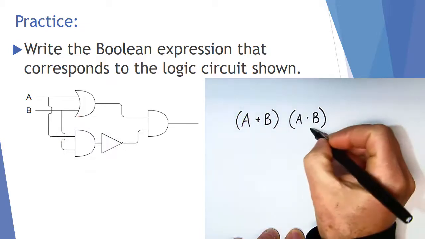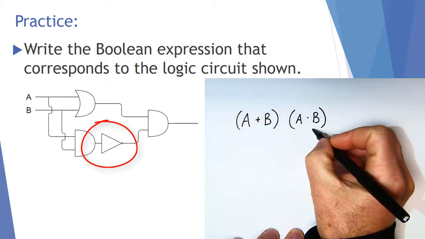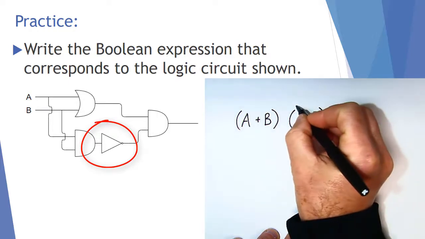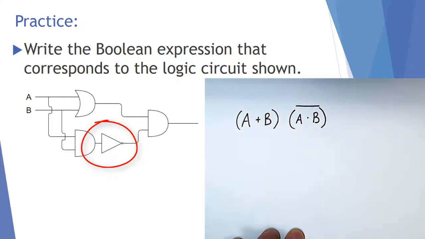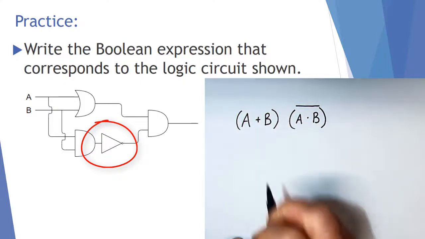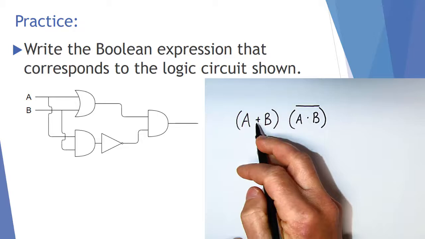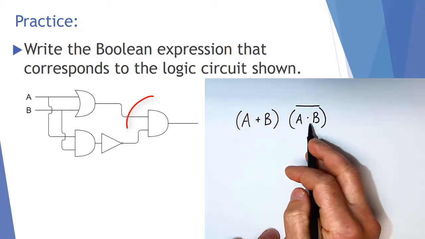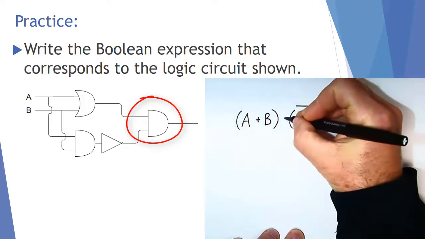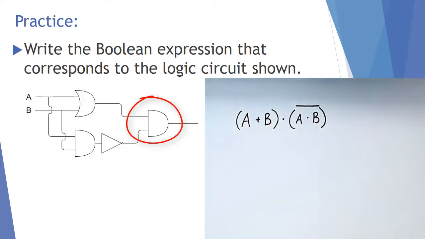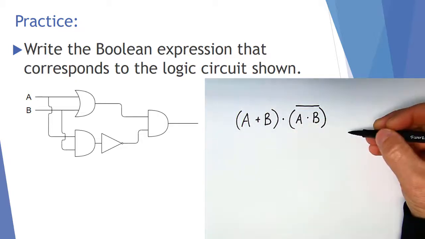But look at what happens to that A and B gate. The output gets fed straight into an inverter, and so that means that we should negate that output. And notice that the output of our OR gate and the output of our negated AND gate both get fed to another AND gate at the end, and so these two results should be multiplied. And ultimately, that is the Boolean expression that corresponds to this logic circuit. And you're done. If you got that, great job.